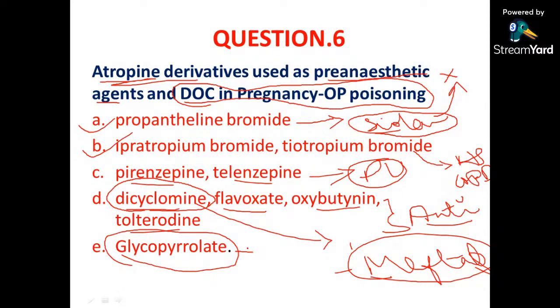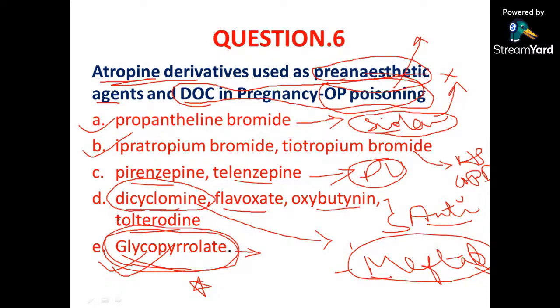Glycopyrrolate is one drug which is used as pre-anesthetic agent, and it is the drug of choice in organophosphate poisoning in pregnancy. Actually, in organophosphate poisoning, atropine is the drug of choice. But in organophosphate poisoning, if any patient is pregnant, in that case glycopyrrolate is the drug of choice. So the atropine derivative which is used as pre-anesthetic agent is glycopyrrolate, and it is also a drug of choice in pregnancy. So the correct option for the sixth question is glycopyrrolate. This is the correct option. And I think the other options' uses you might have understood.